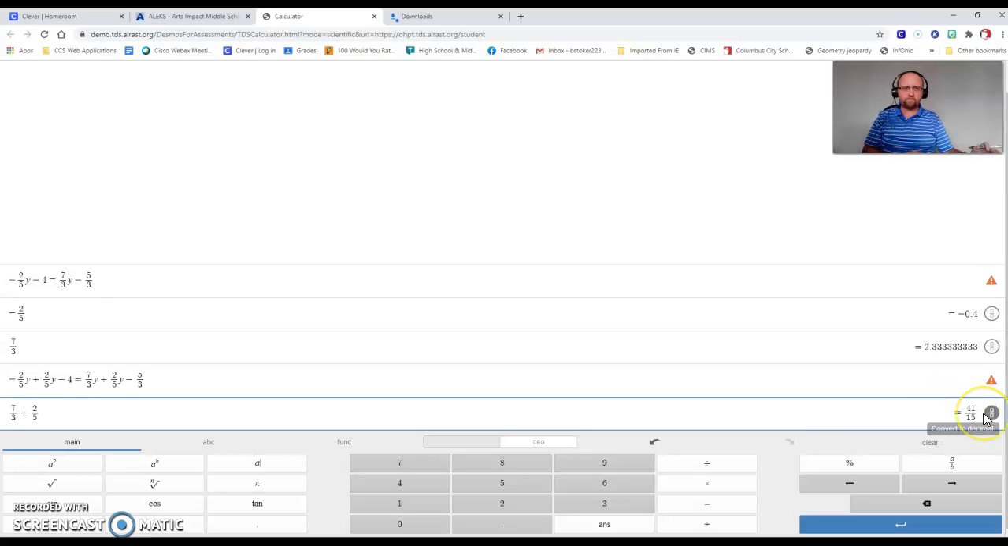Boom, 41/15. Mr. Stoker, that's an improper fraction. Do I have to change that to a mixed number? No, you don't. Mixed numbers are trash. Mixed numbers are lame.